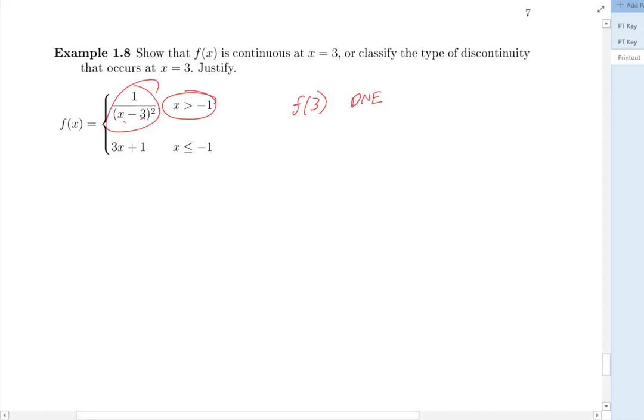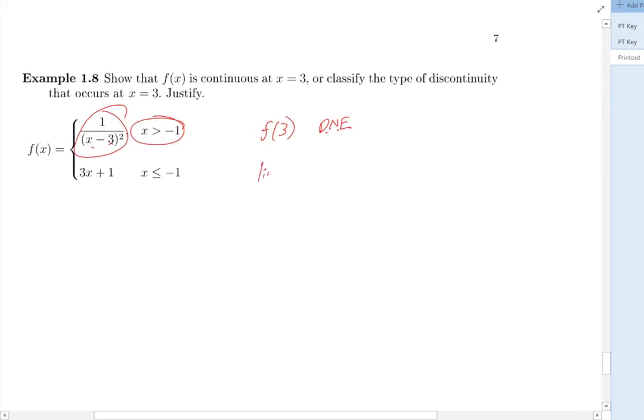And I don't like to write d and e because d and e really isn't a number. A lot of people write equals d and e, but it's not equal to d and e in my opinion. It's just like f of 3 does not exist. I'm saying a sentence basically. And then I'll do the one-sided limits.